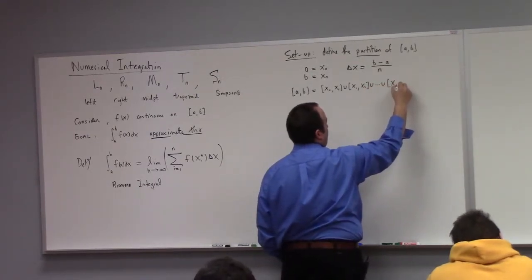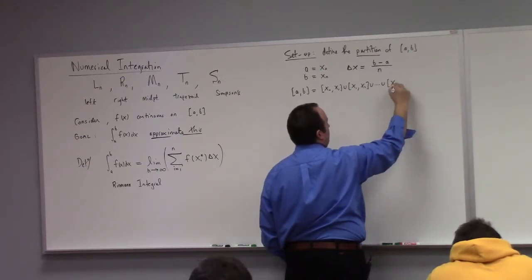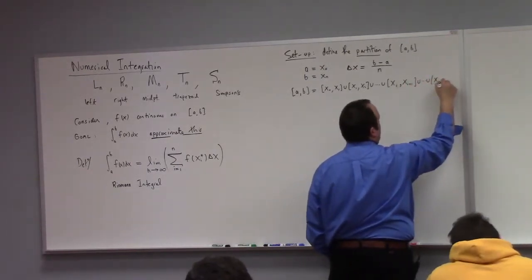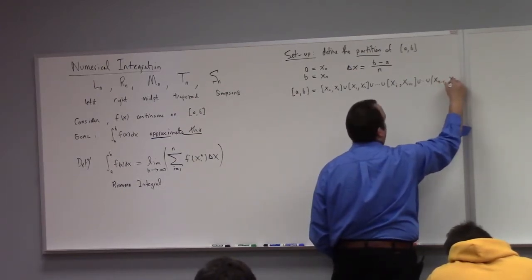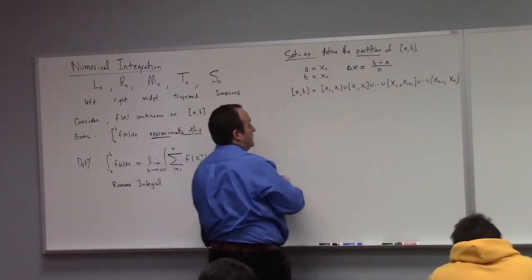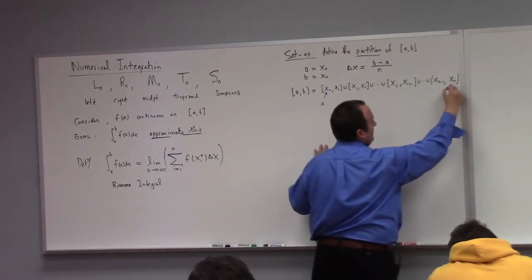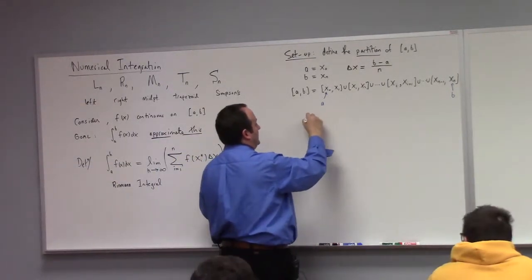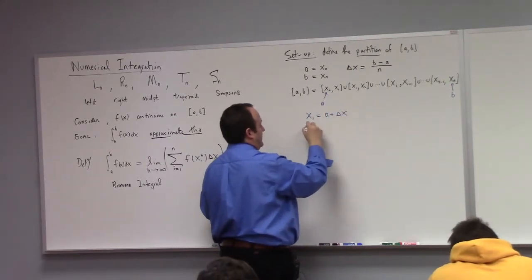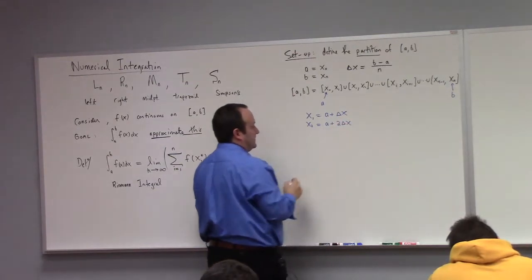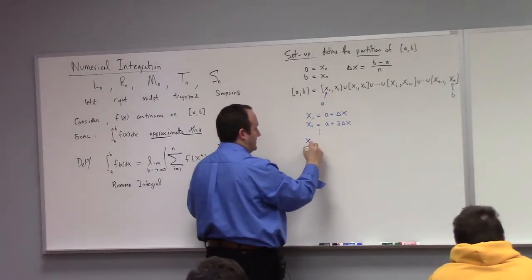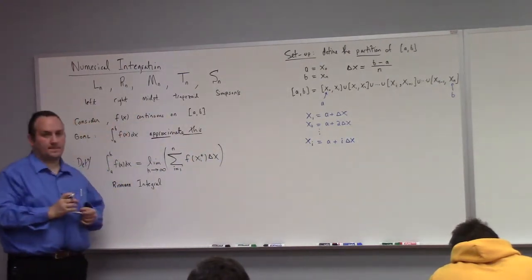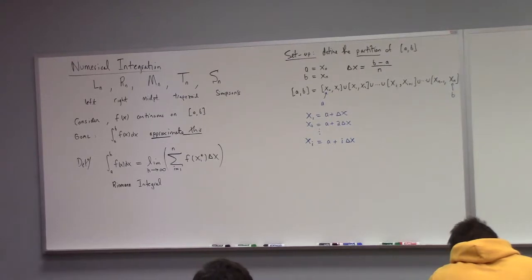Finally, we get to the ith one, xi to xi plus 1. Finally, we get to xn minus 1, and then xn. This guy is a. This guy is b. And here are some in-between ones. x1 is a plus delta x. x2 is a plus 2 delta x. Generically speaking, x sub i is a plus i copies of delta x. This is the setup.